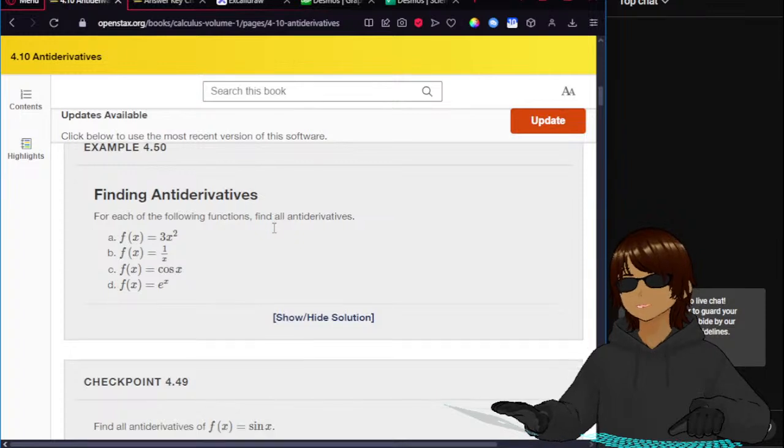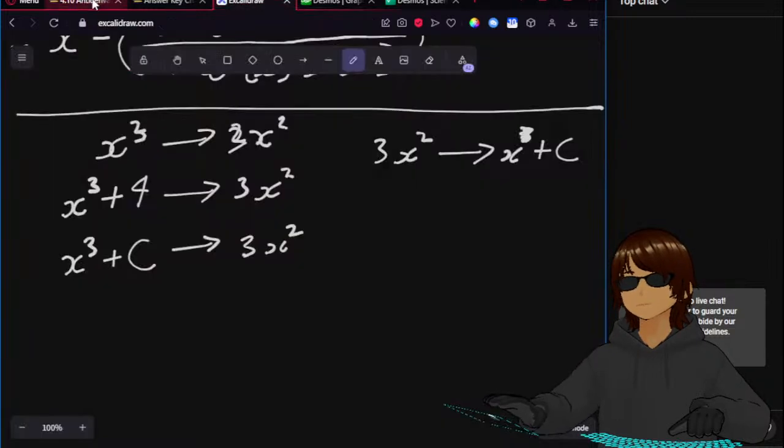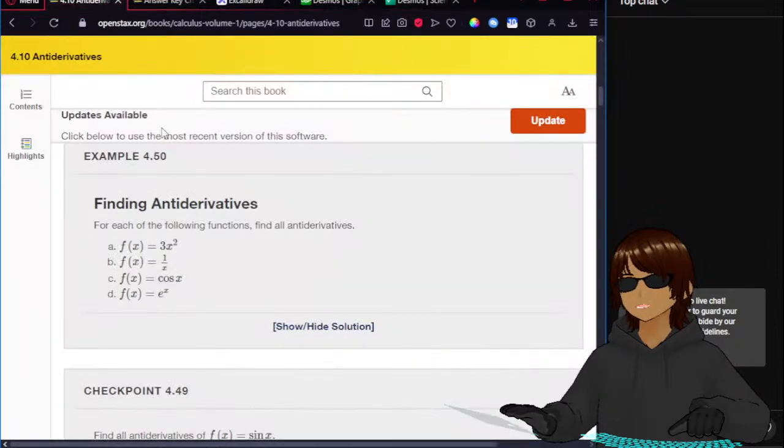For each of the following functions, find all the antiderivatives. So this is x cubed plus c. It's by coincidence. I did not know this example was coming. 1 over x. The derivative of ln of x is 1 over x. So the answer here would be ln of x plus c.